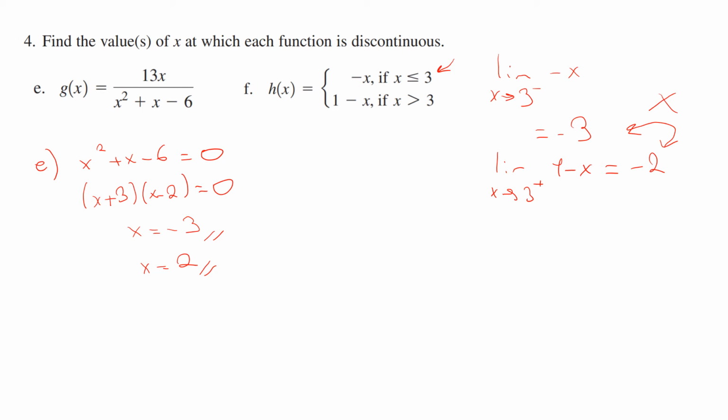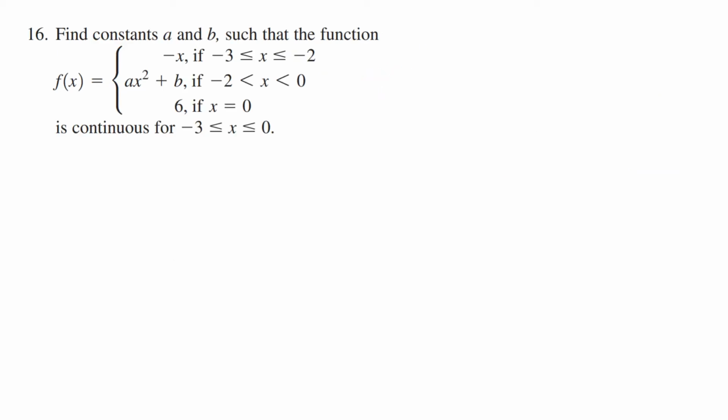The question is asking us to find constants a and b such that the function given by the piecewise function is continuous for the range of -3 to 0. So for this one, I want you guys to think about the one-sided limits that we did. Whenever you see a piecewise function, we do one-sided limits anyways, but when it says continuous, for that condition to be satisfied, we said the left and right sides have to equal each other.